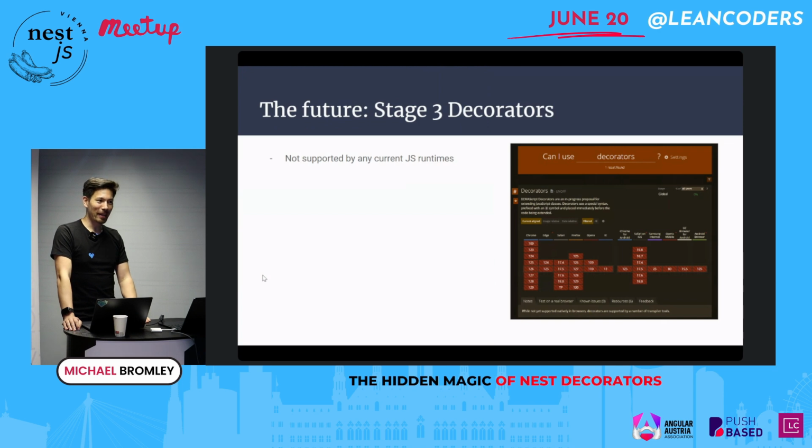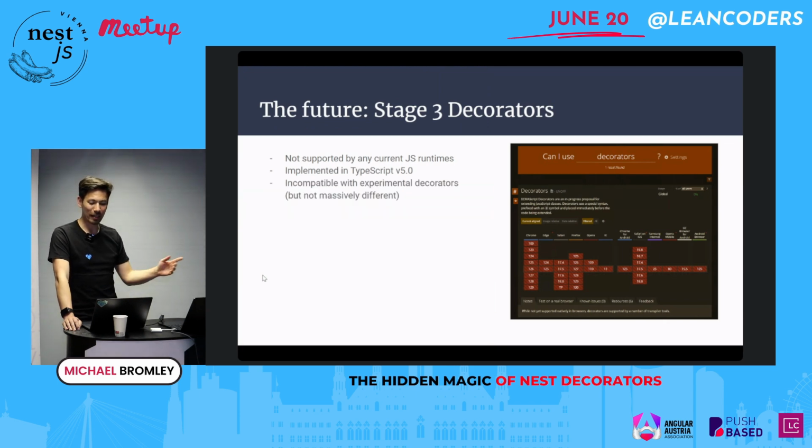They're not supported by any JavaScript runtimes currently. Here's the screenshot from the Can I Use website, where it's all red, you just can't use them. But they are implemented in TypeScript version 5. So if you write a decorator in TypeScript 5 and you switch off the experimental decorator flag, it will still compile, and it's going to compile to these kind of decorators, stage 3 decorators, and they're incompatible with the ones that we all use. Not massively incompatible, but sufficient enough that you would probably have to rewrite all the decorators.